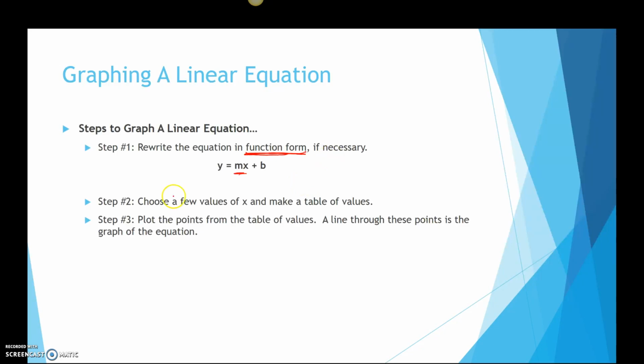You're then going to choose a few x values. I always pick at least 3 values. It's always good to do negatives and positives as well. And then when you choose x values, you're going to make a table of values, which is going to give you an ordered pair. You're then going to plot the points from the table of values, and it's going to create a line, which is your graph of the equation. It's going to create a linear line, the graph of the equation.